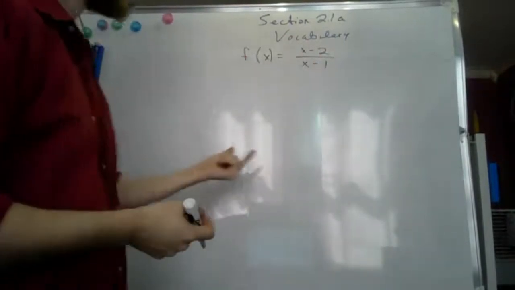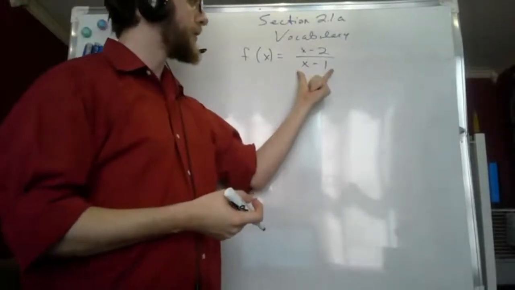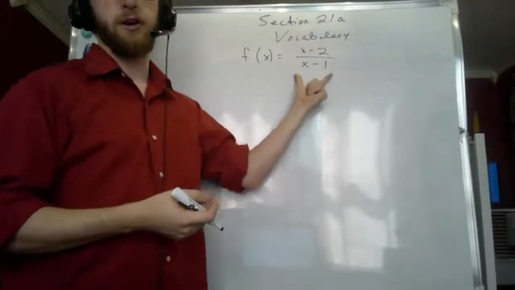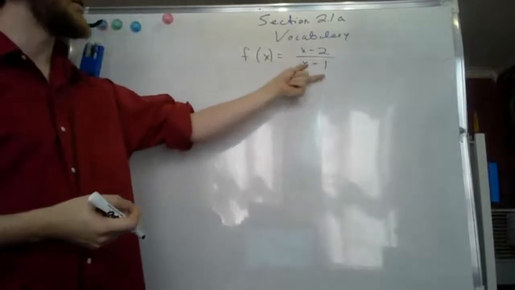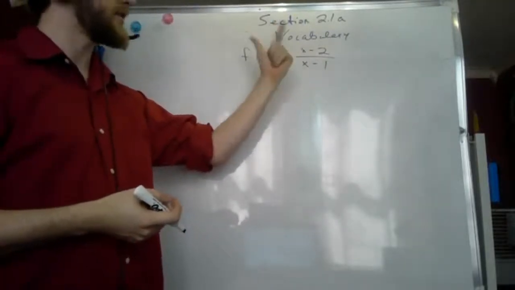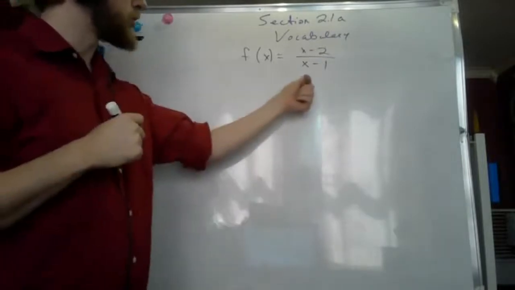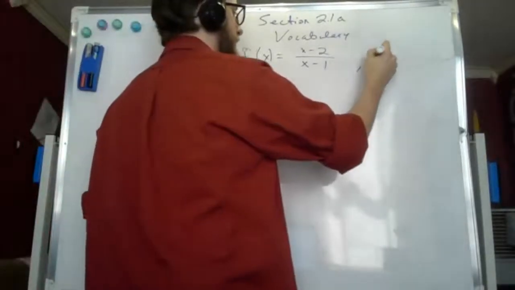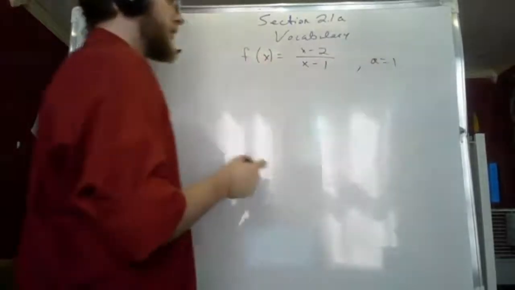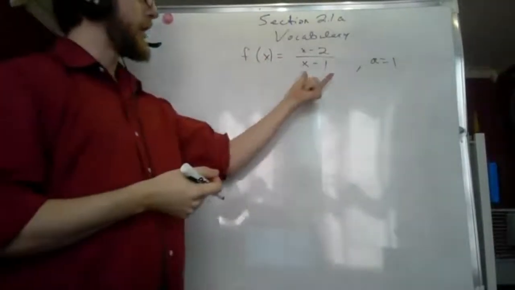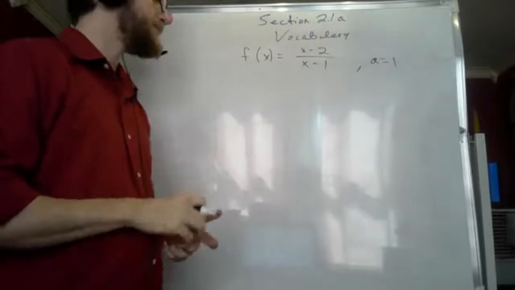Now in this case, I can't factor this numerator in order to divide out with the denominator. There's no way to factor this. This is the simplest form right here. So if I plug in x equals 1, or if I have a equals 1, well, that's going to be a problem. I'm going to have a 0 in my denominator.